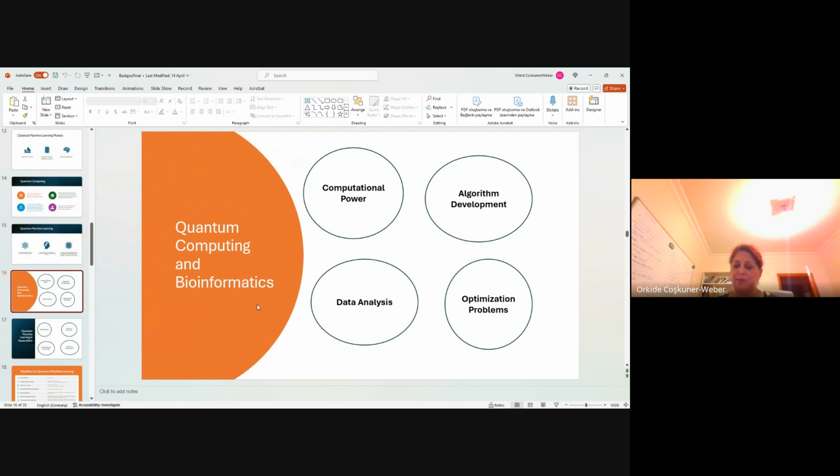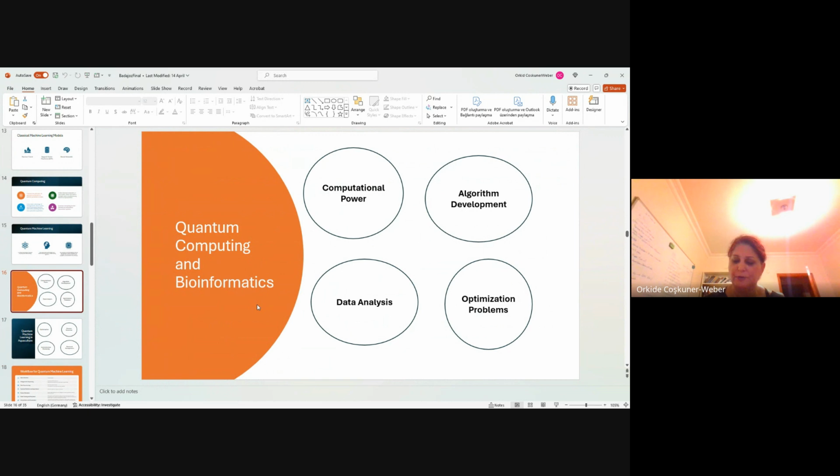Furthermore, bioinformatics relies heavily on sophisticated data analysis techniques to interpret biological information and extract meaningful insights. Quantum computing enhances data analysis by enabling the processing of complex data sets in parallel, allowing for more comprehensive analysis of genomic sequences, biomolecular interactions, and biological networks.